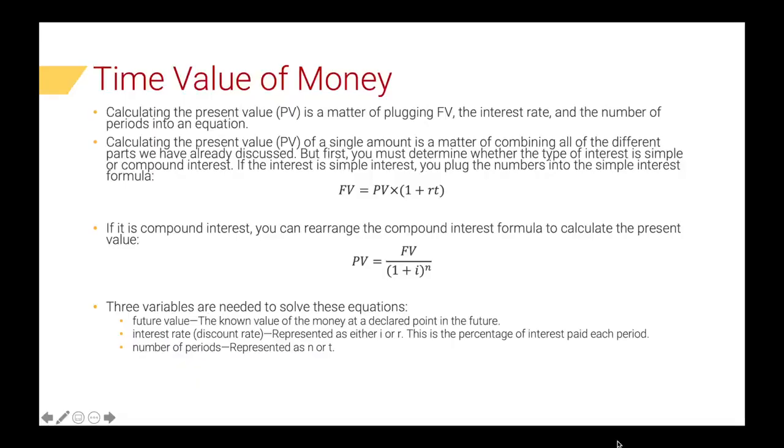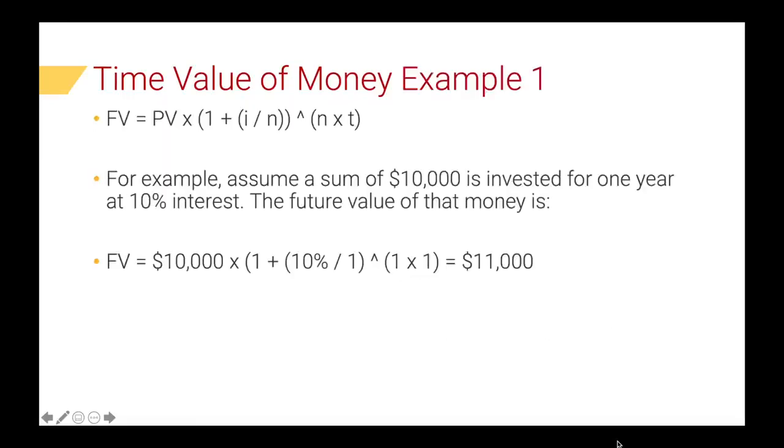Three variables are needed to solve these equations: the future value, which is the known value of the money at the declared point in the future; the interest rate or discount rate, which is the percentage of interest paid in each period; and the number of periods, which is represented by the letters N or T. For example, assume the sum of $10,000 is invested for 1 year at a 10% interest rate. The future value of that money is $11,000.